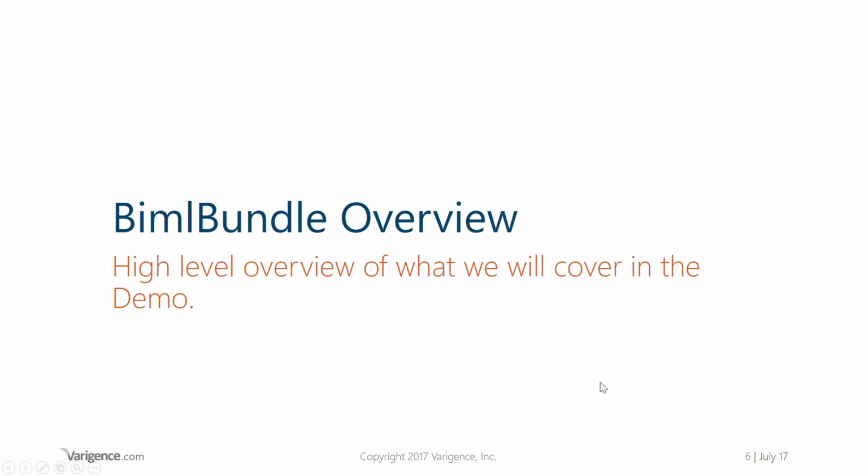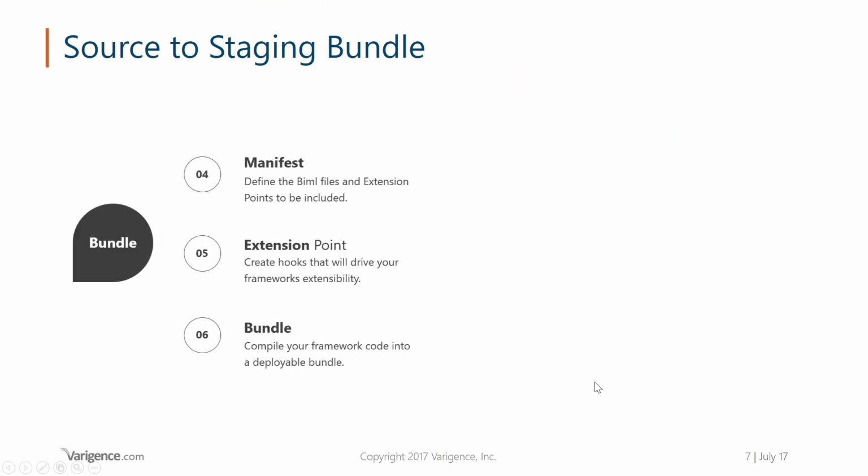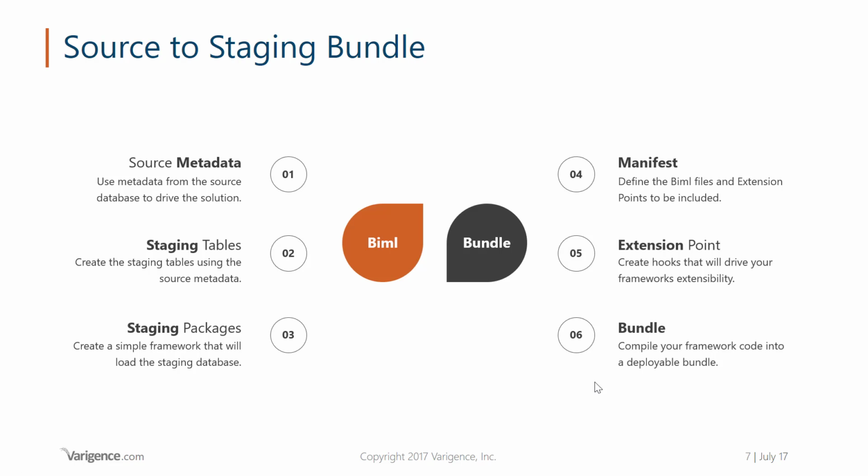So let's have a look at the Biml bundle overview here. What we're going to do today is build a source to staging bundle. We're going to first use a Biml file that connects to the source and grabs the metadata from the source, and you must have seen some of these solutions out there already. Take that metadata, build some staging tables from it, deploy the staging tables, and then use that same metadata to build some very simple staging packages that go from source to target. And that's the Biml code we're going to write.